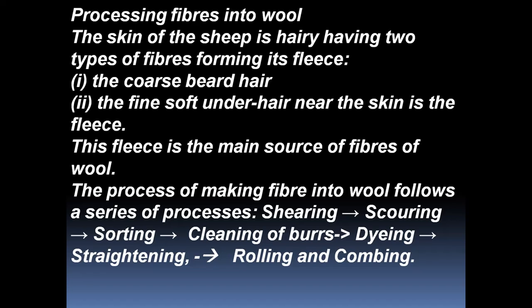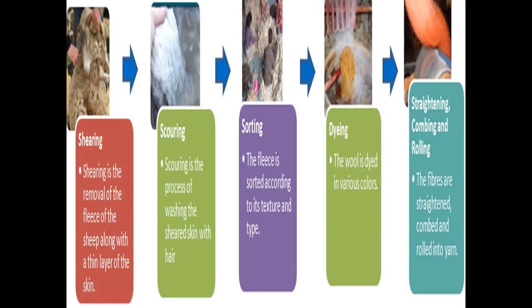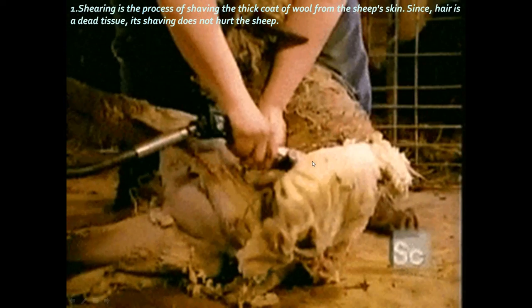Let us learn the various steps involved in processing of this wool. The first step is shearing. Second, scouring. Third, sorting. Fourth, dyeing. Then straightening, combing and rolling. Let us learn these steps in detail one by one.